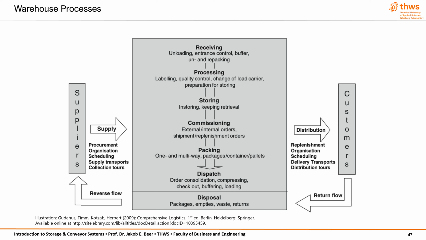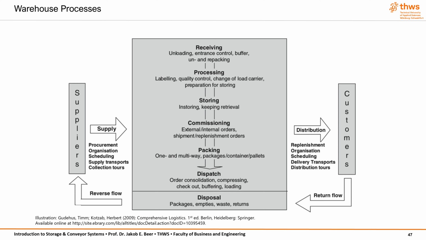The choice between these systems depends on many factors: throughput, order profiles, labor costs, space constraints, and so on. After picking, the next step is packing. Packing consolidates picked items into shipping units suitable for transport. This might involve placing individual products into boxes, stacking boxes onto pallets, or combining multiple small parcels into a larger container to optimize shipping costs.